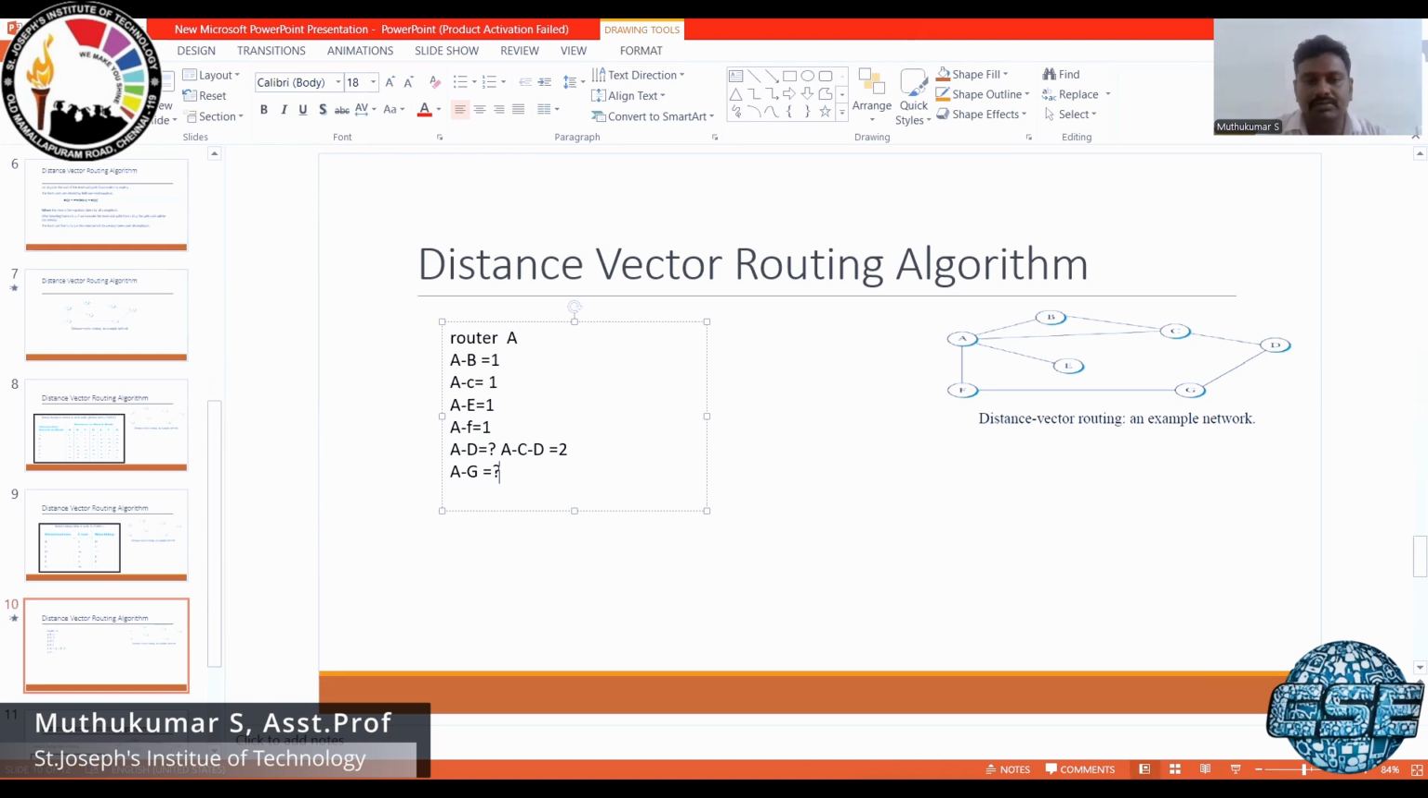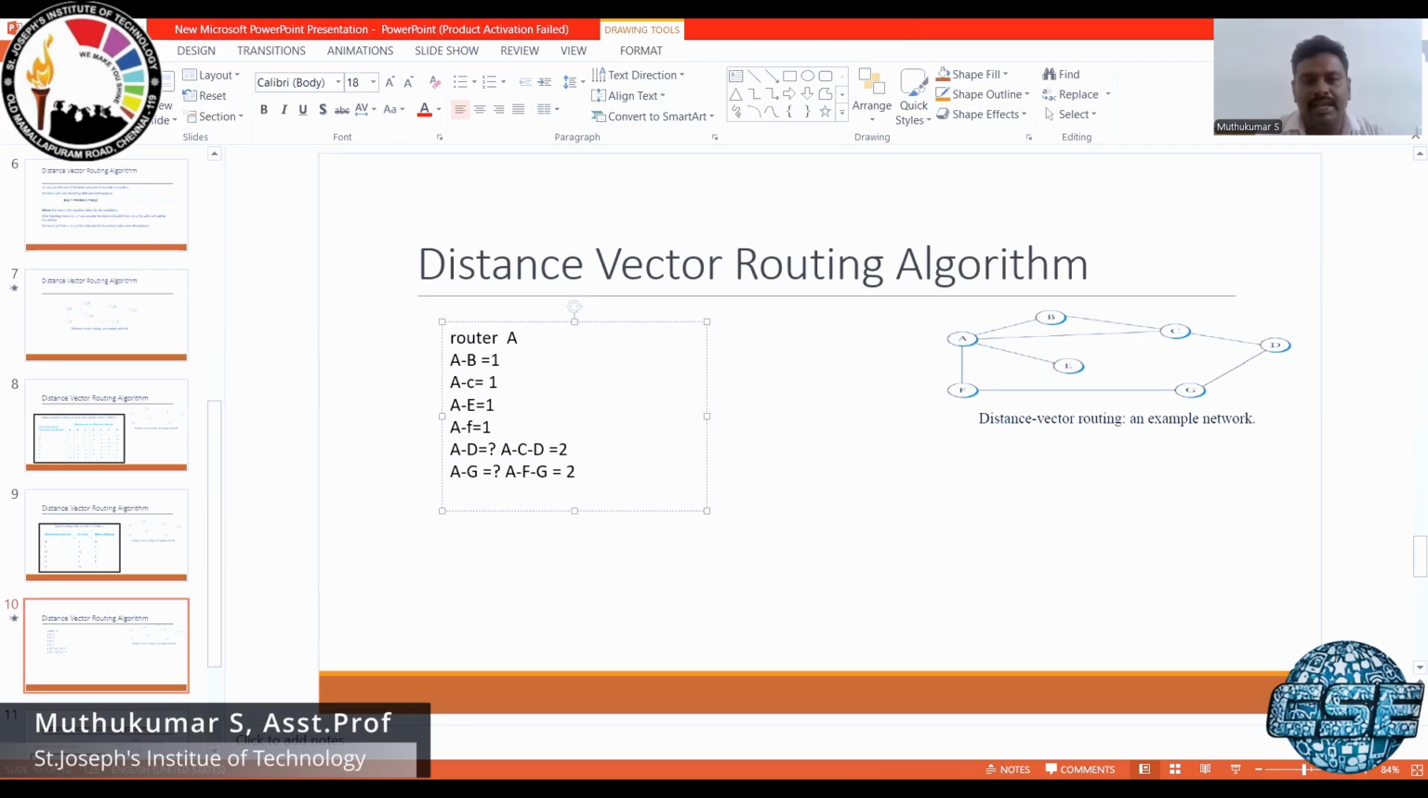Can you guess that? So we can reach G through F, because F is an adjacent node of A. You can get the information from F, so you can reach it with cost 2. Right? Understand? We are getting the information from the neighbors, that is B or C or E or F. So by reaching the neighbors, we can go to the next nodes that are not directly connected.